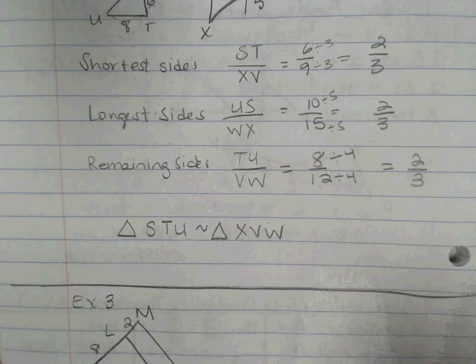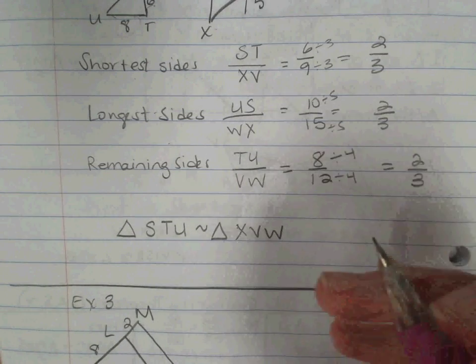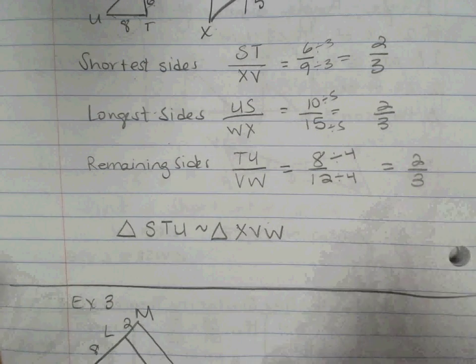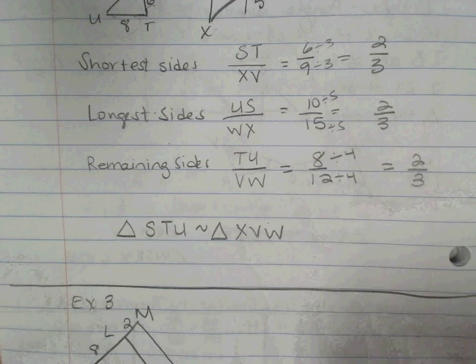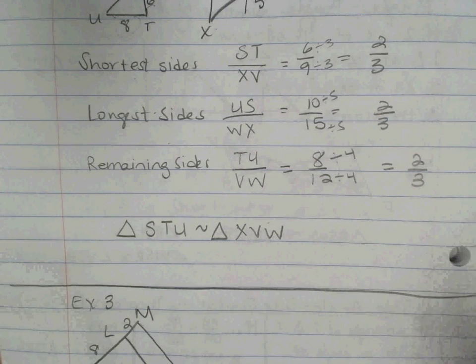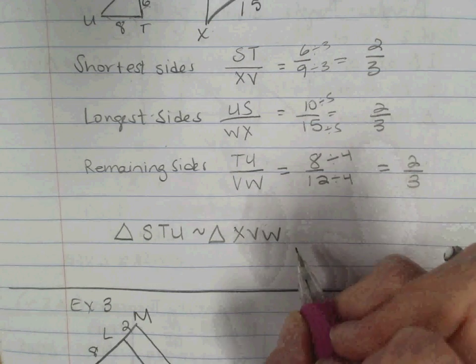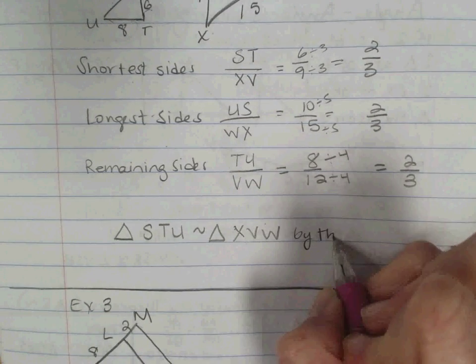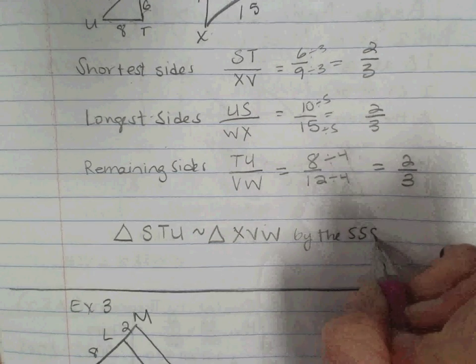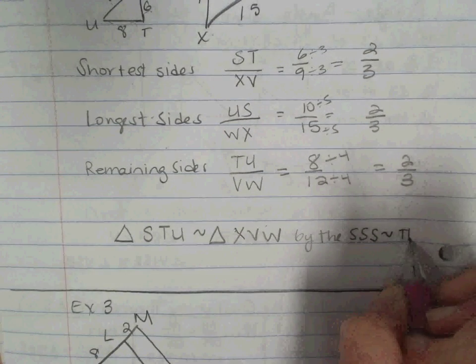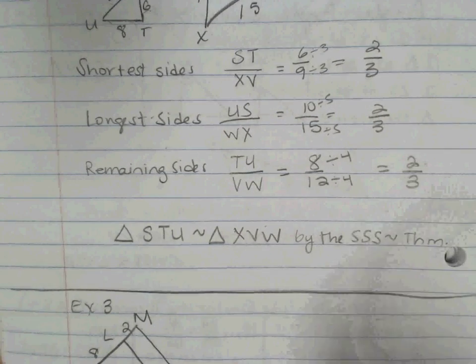And then we need to justify our answer by giving a postulate. Since we're not going to show that every angle is congruent and all sides, we did show all sides are proportional, but we're not talking about the angle. So it's important we give a justification here. And so we can use the side theorem. Side, similarity, and I'm going to abbreviate theorem THM.